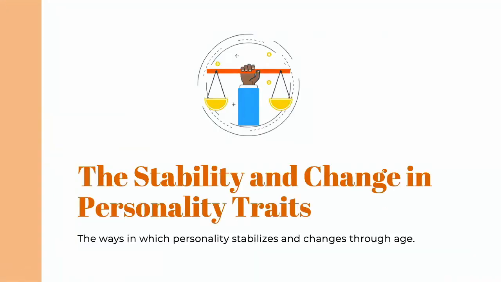Next topic I wanted to go over with you guys is stability and change in personality traits. So as we said before, traits should generally remain stable over time, but there is some change that also occurs throughout the aging process. And we're going to review that right now in the upcoming slides.